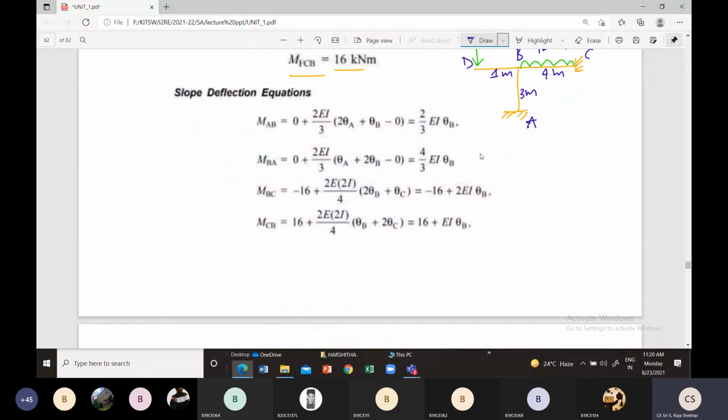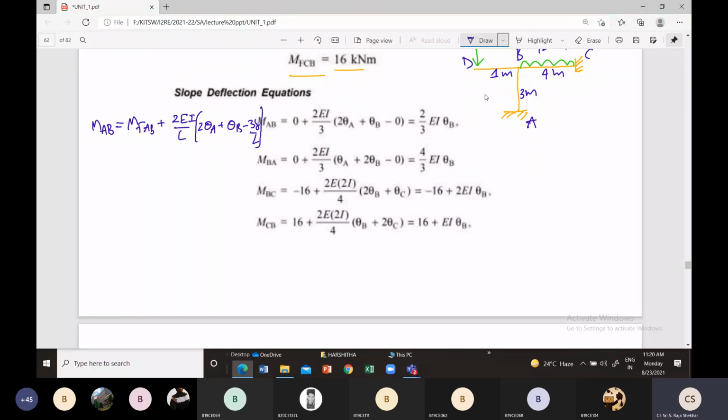Now first I'll write the slope deflection equation for AB member. So for this AB member, MEAB will be equal to MFAB plus 2 EI by L into 2 theta A plus theta B minus 3 delta by L. So that will be the formula.